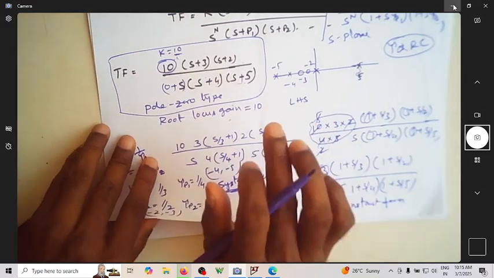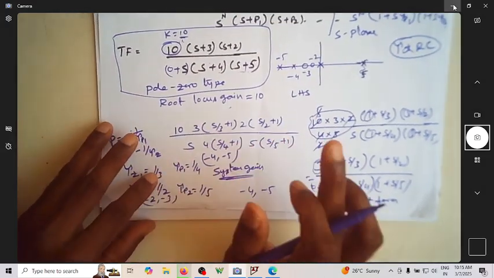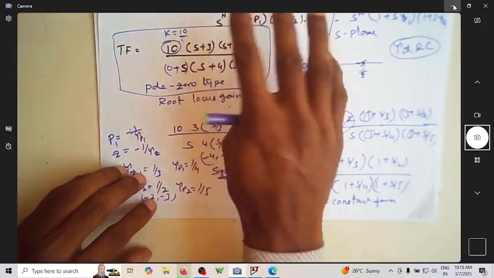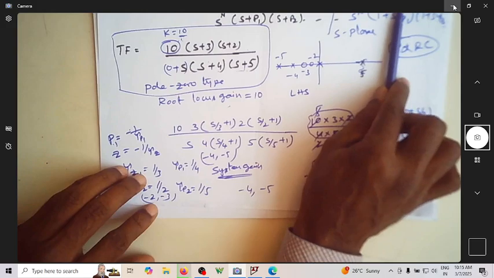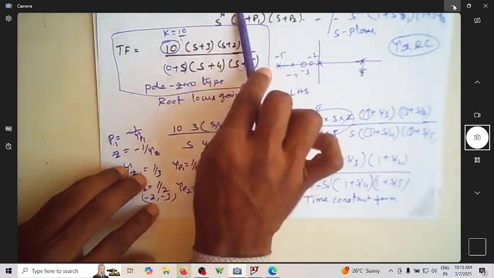This is how there are two different ways of representing a transfer function. Both are interchangeable. If you are given this, you can find this, and if you are given this, you can find this.